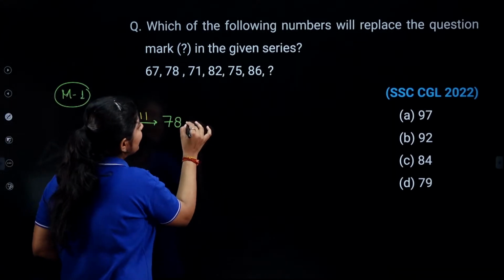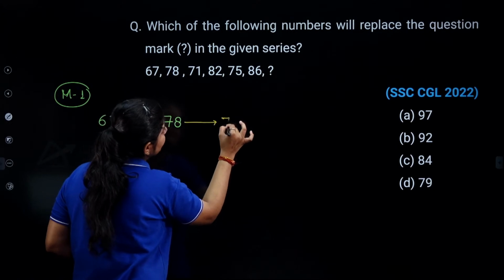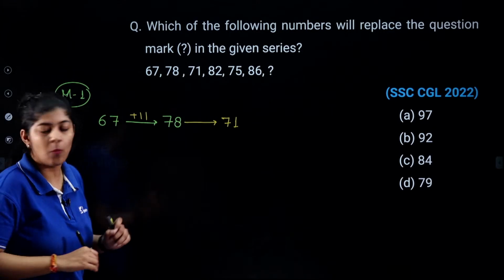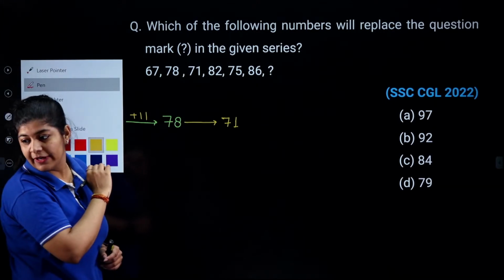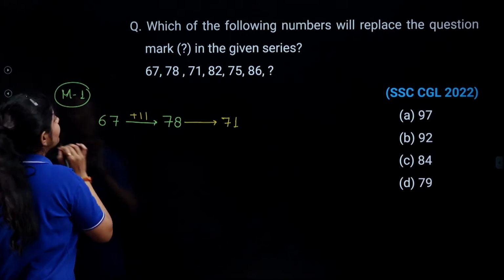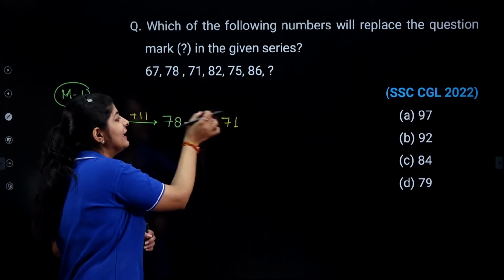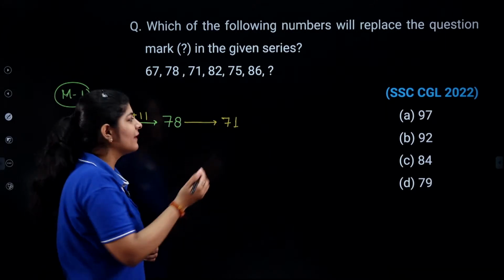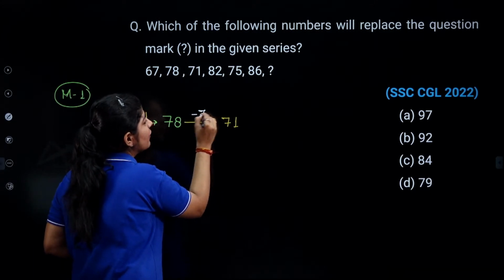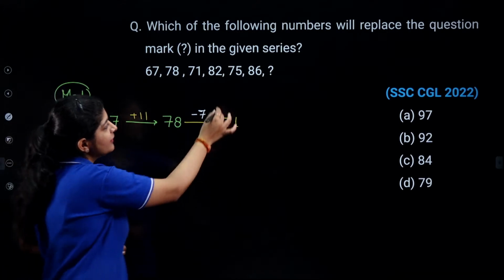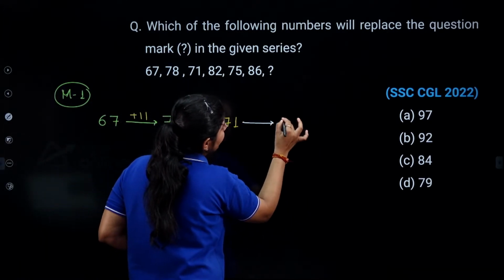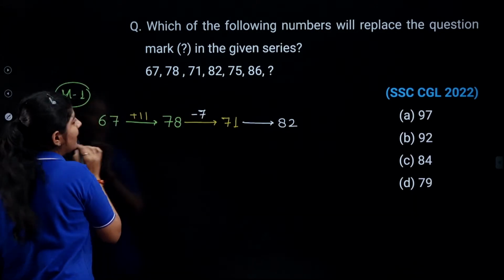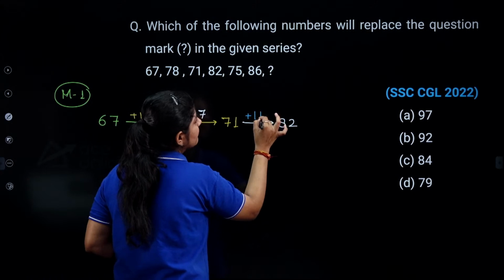Okay. Now the next number is 71. Now this 78 is changed into 71, right? Very good, Abhiram. Now this 78 is changed into 71. I can easily sense that there is a difference of 7 over here, right? Okay. Now this 71 is changed into 82. Now again I can easily sense that there is a gap of plus 11.